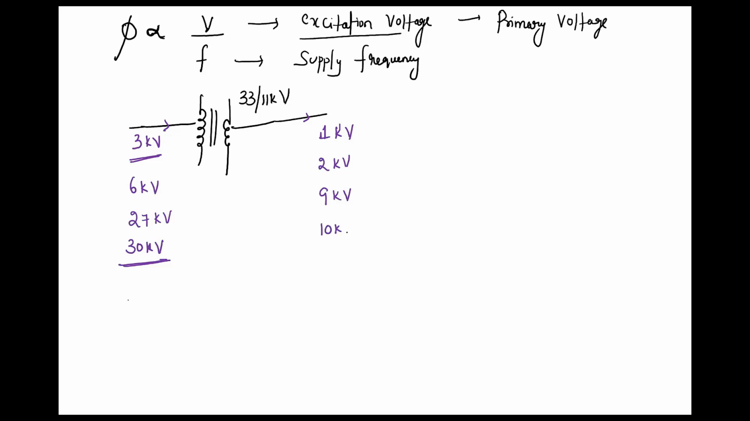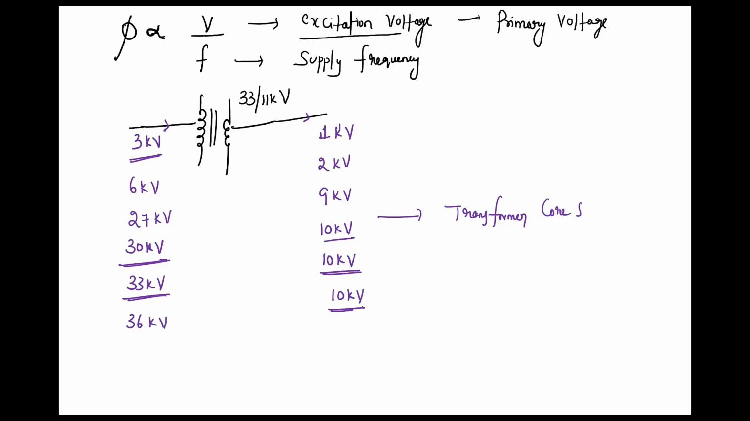Understand? So when my voltage increased to 30 kV, when my output is 10 kV, the transformer core saturated. Now I am applying my voltage as 33 kV. Since my transformer core is saturated, my secondary voltage will be fixed at 10 kV. Even if I apply 36 kV, my output is only 10 kV, because the transformer core saturated.